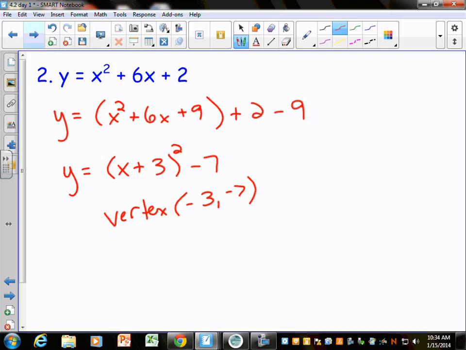So again, I know that when I graph this, I'm just going to go over 1 on each side and up 1. So when I graph this, I can say the vertex is at negative 3, negative 7. And when I go over 1, I'm going to go up 1. And I know it's going up because it's positive. I could do more, but that gives me a basic graph. Yes? Let's do a harder one.